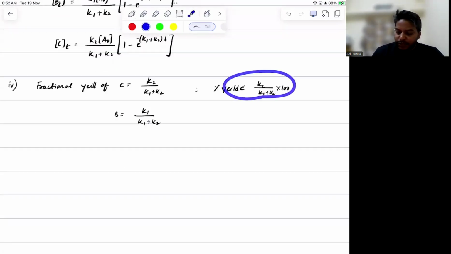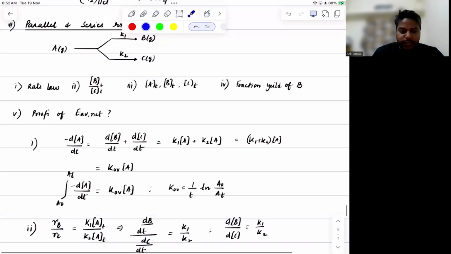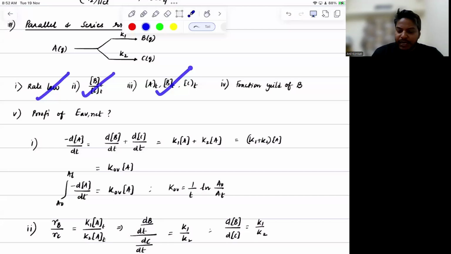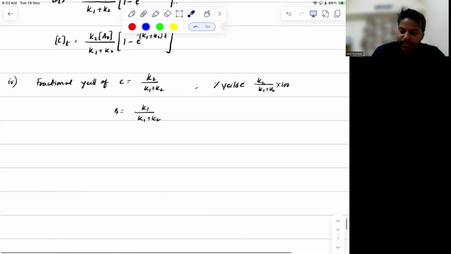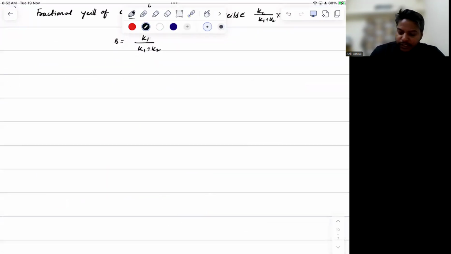So if you go back, what all things have we done? Check. We got the rate law, the B by C ratio, the values of A, B, and C, and the fractional yields of B. And the last thing is about identifying the average activation energy. Now, how do we figure out the activation energy?